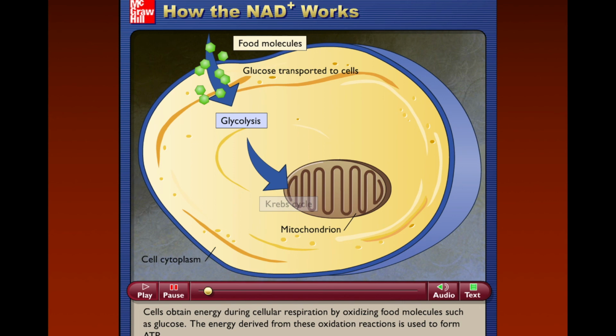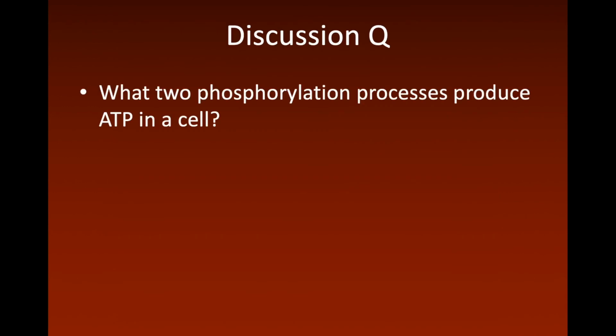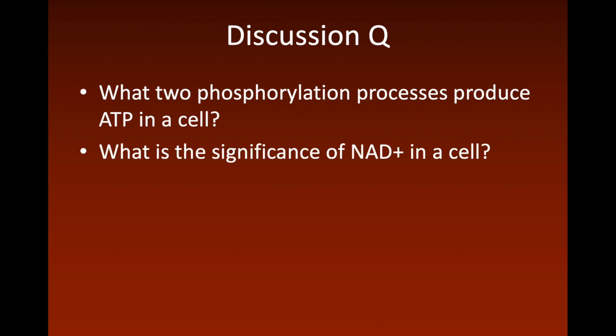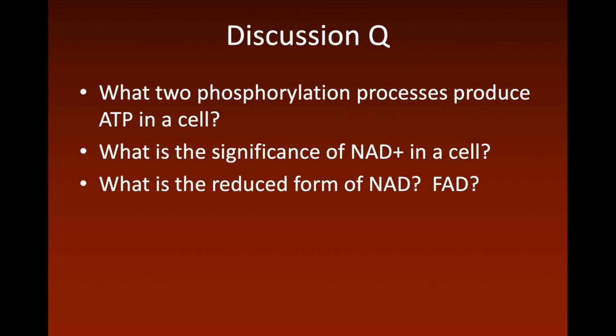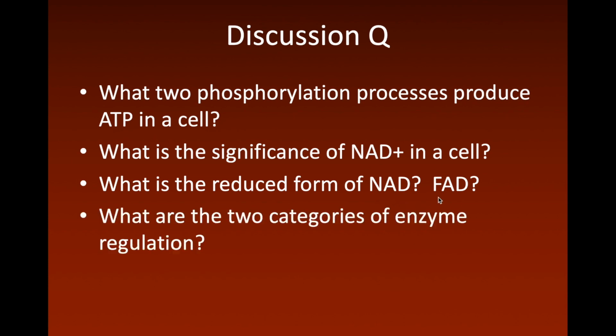So we'll go into those in a lot more detail in the next sets of slides on metabolic pathways. For now, we've just looked at the different phosphorylation reactions that can produce ATP. Hopefully you can go back and understand the significance of NAD, what that thing is, and what it does in the cell. You can review again the oxidized versus reduced form of NAD and FAD, and then go back and understand how enzymes are regulated.